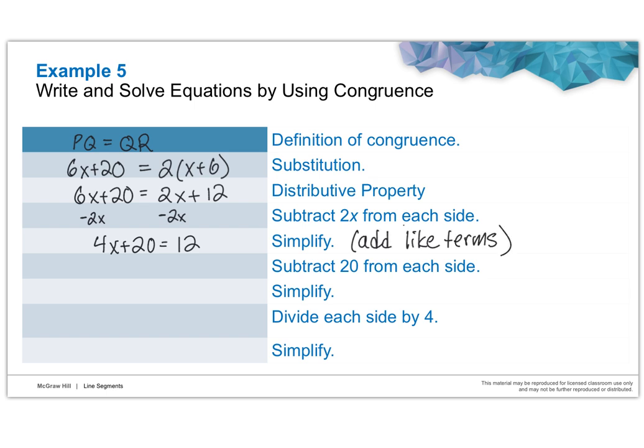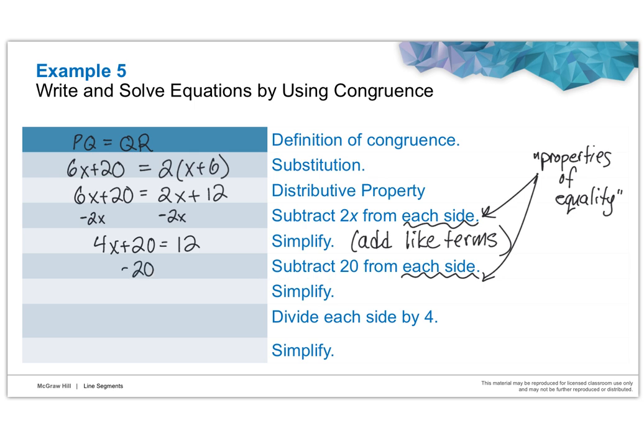And just so you know, whenever you have an each side thing happening algebraically, that can also be considered what we call properties of equality. So if you hear me say that you're using a property of equality, that means you're doing the same operation on both sides of the equal sign. So this would be first the subtraction property of equality, and then we're going to use the subtraction property of equality again here to get rid of our 20 or move our 20 to the other side.